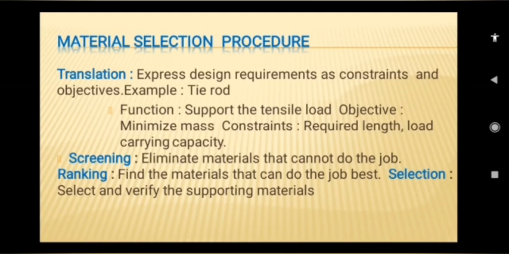Next, translation. It expresses the design requirements as the main objective. Example for a tie rod. Function: support the tensile load. Objective: minimize the mass. Constraints: required length, load carrying capacity. Another one, screening: eliminate the material that cannot do the job. Then ranking: find the material that can do the job best.